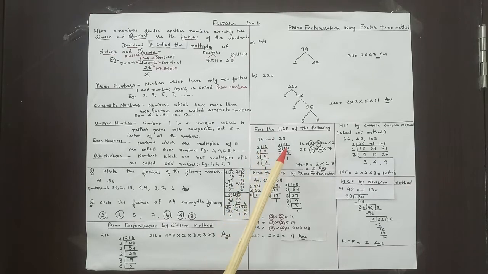Now we will move to the 28. Now we will divide 28 by 2. 2 ones are 2. 2 fours are 8. Now we have 14 here. 2 sevens are 14. Now we have 7. Now 7 ones are 7. Now all these are the factors of 28. So when we write here, 16 is equal to 2 into 2 into 2 into 2 and 28 is equal to 2 into 2 into 7.